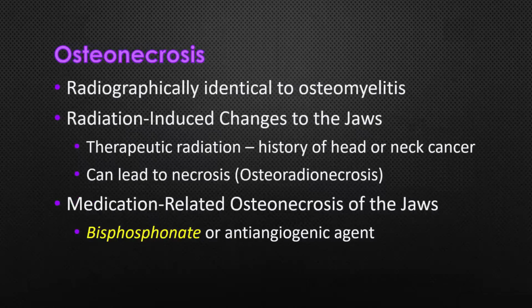And then remember osteonecrosis. There's going to be a cause for osteonecrosis, right? Either radiation induced, because they've had therapeutic radiation for a history of head or neck cancer, where very high dose radiation, thousands of times higher than any diagnostic dose, is going through the tissues. That causes radiation changes, and in extreme cases may lead to necrosis. That's what we'll call osteoradionecrosis. Or it's medication related, when they've taken bisphosphonates, or in some cases these newer anti-angiogenic agents that can cause it. In pharmacology, did you go over everything that can cause that?